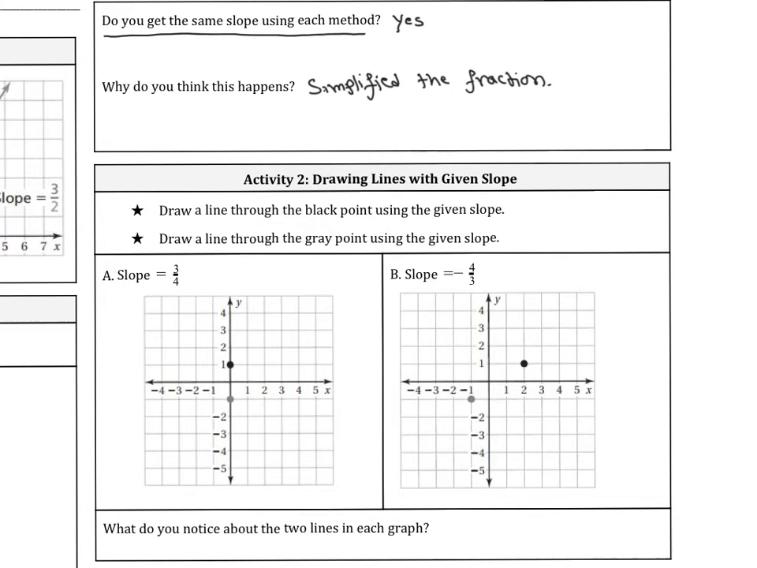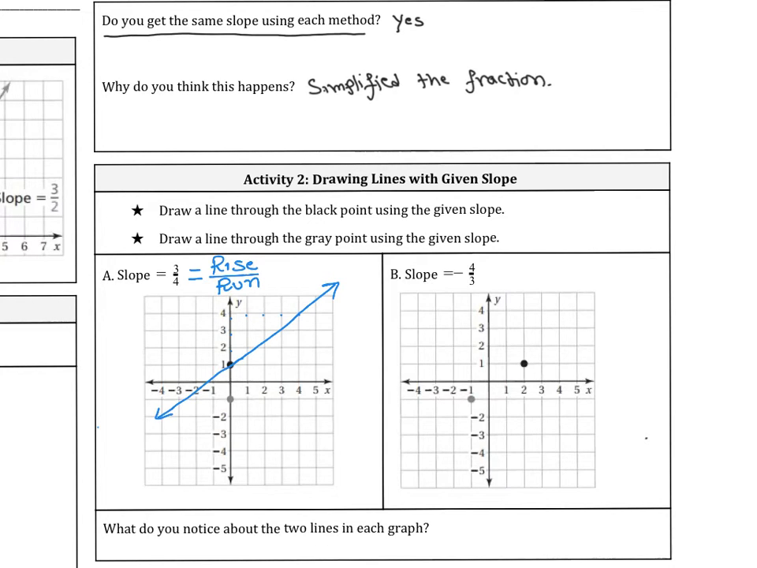Activity 2. Drawing lines with given slope. Draw a line through the black points using the given slope. So the given slope for letter A is 3 divided by 4, and we remember that we have rise over run. So we're going to rise 3 units and run 4 units. Starting from the black point, we're going to go 1, 2, 3 up and 1, 2, 3, 4. So the line is this, and that's the line using the slope 3 over 4.